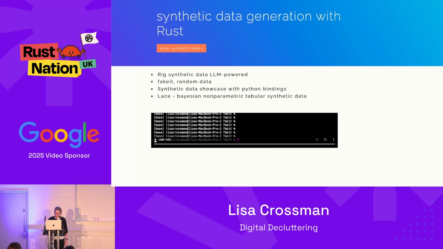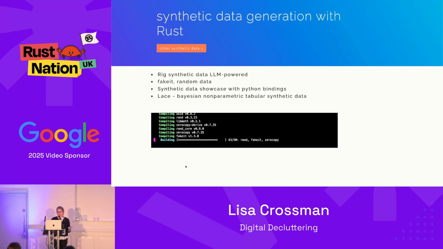So what if you wanted to generate synthetic data with Rust? Well, I found a few crates. There's Rig, which does synthetic data powered by LLM, so it calls to ChatGPT. There's Fake-It, which is faking some beers, and some of them are quite strong. And there's Synthetic Data Showcase, which has Python bindings, but it's also written in Rust. And there's LACE, which is Bayesian non-parametric tabular synthetic data.